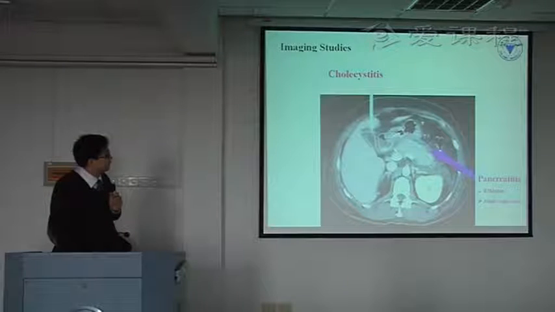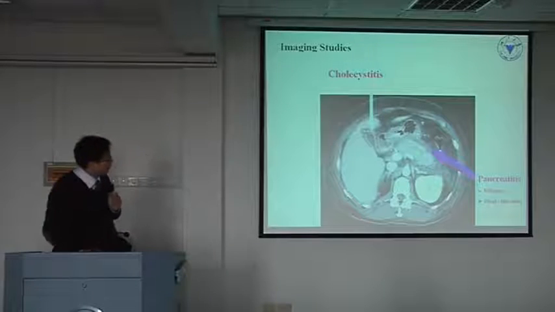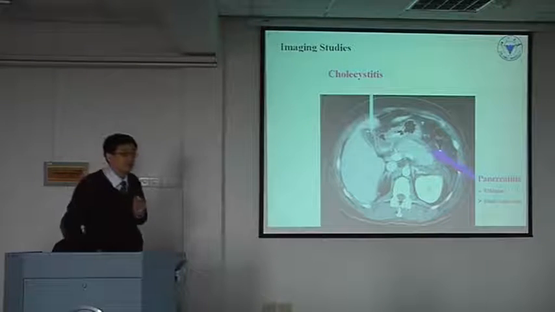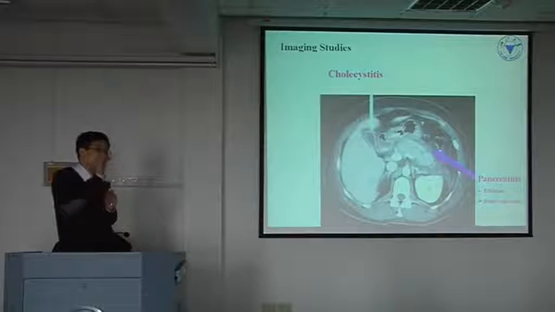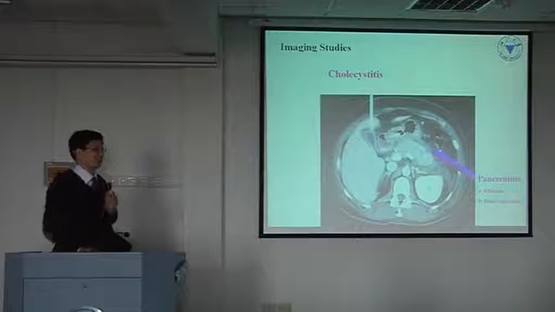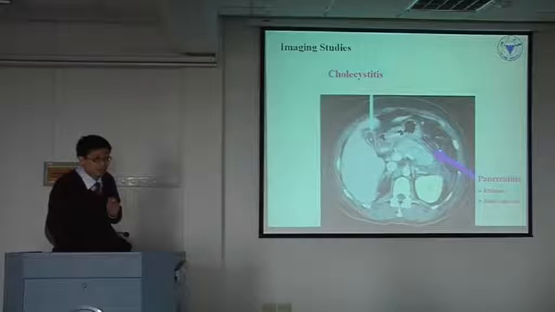There's an inflammation ring around the gallbladder. You see it? So, hypodensity, lower density, means water, means edema. And this also is edema, you see, effusion. Pancreatitis. So this is pancreatitis related to cholestasis.